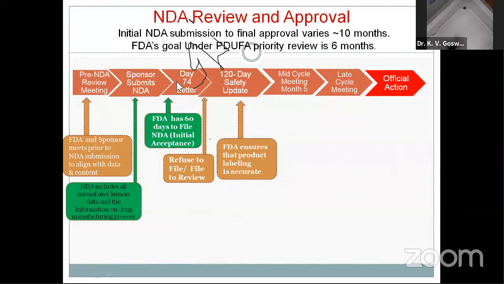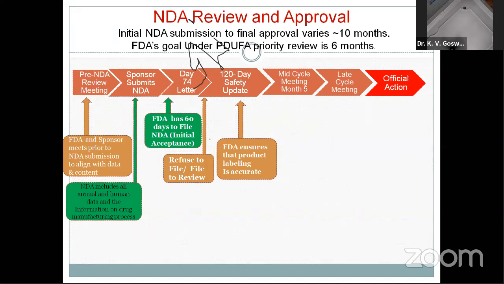So then you get a day 74 letter. That's when the sponsor receives a letter saying whether FDA has filed the NDA to review or refused to file. Say they have accepted our application. Then we move on to the next step. The expectation is that in 120 days, about 4 months, the sponsor provides a safety update. Remember, the long term phase 3 trial is over, but we are still continuing to see how the subjects are doing. Is there a safety issue that needs to be shared with the FDA and all that?